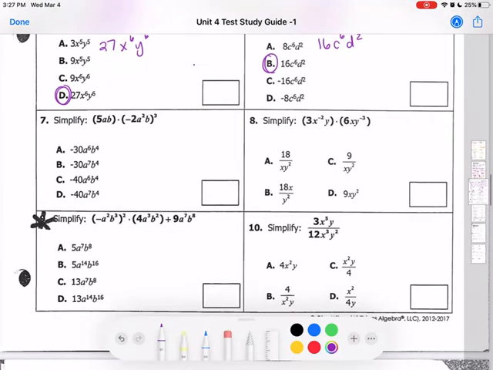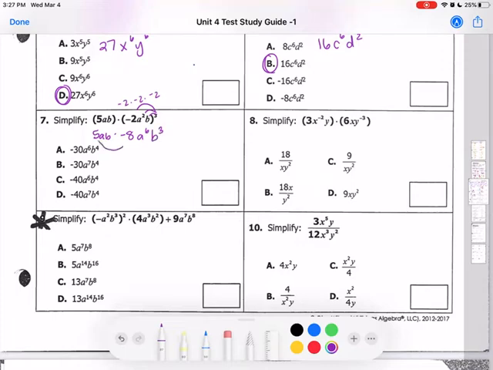For number 7, first I'm going to use the power rule. I'm going to distribute this 3, and the 5ab is just going to drop down for the next step. Negative 2 to the 3rd means I have negative 2 times negative 2 times negative 2. Negative 2 times negative 2 is positive 4, times a negative 2 is a negative 8. A to the 2 times 3 gives me a to the 6th, and then I have b to the 3rd.